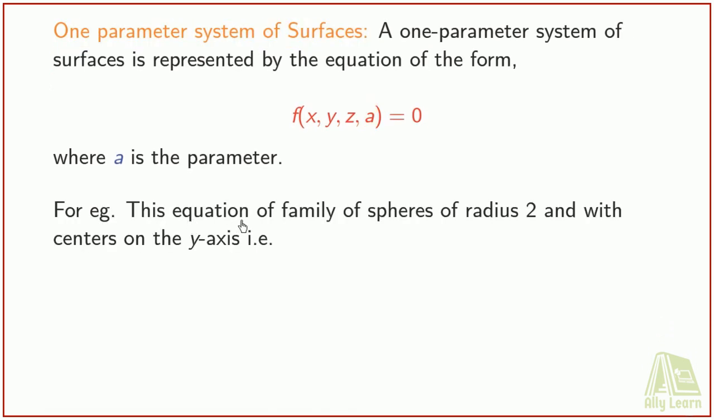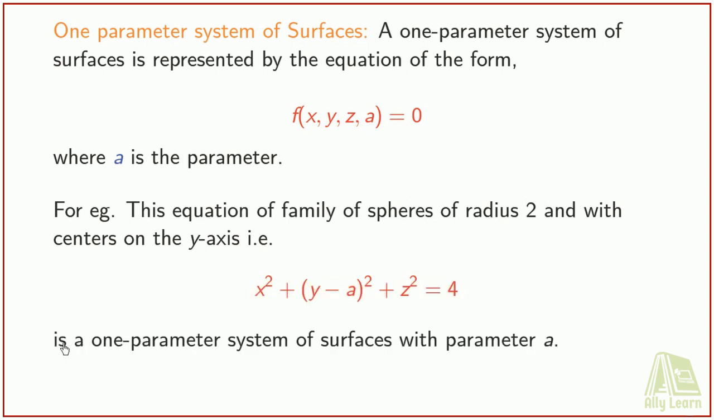For example, the equation of family of surfaces of radius 2 and center on y-axis, that is x square plus (y minus a) whole square plus z square equals 4. So I'm sure you recognize this equation, that this is an equation of a surface whose center is on the y-axis with coordinates 0, a, 0, where a is varying. Okay, so this is a family of surfaces having radius 2 and center on y-axis. So here we have one parameter, that is a. So this is a one parameter system of surfaces, with parameter a.